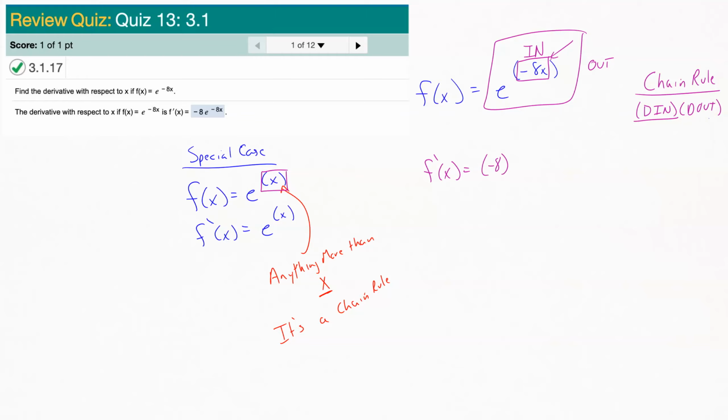The derivative of the outside, on an e, is the easiest derivative you'll ever take. It just follows that special case and stays the exact same. And so that would be our final answer.